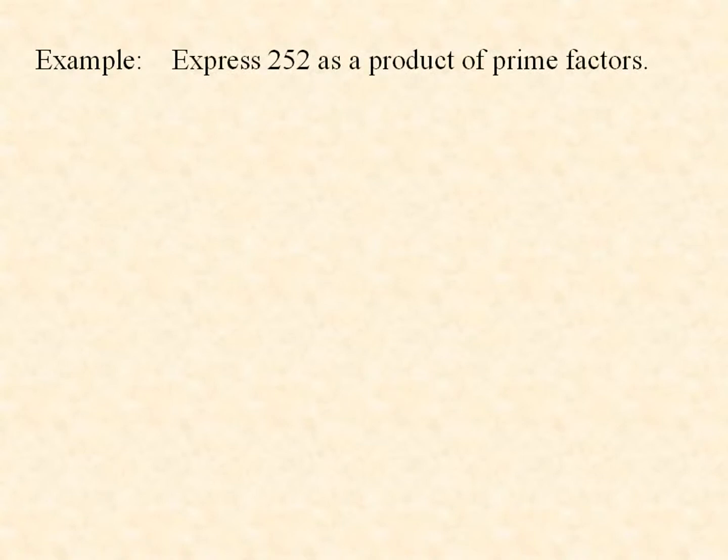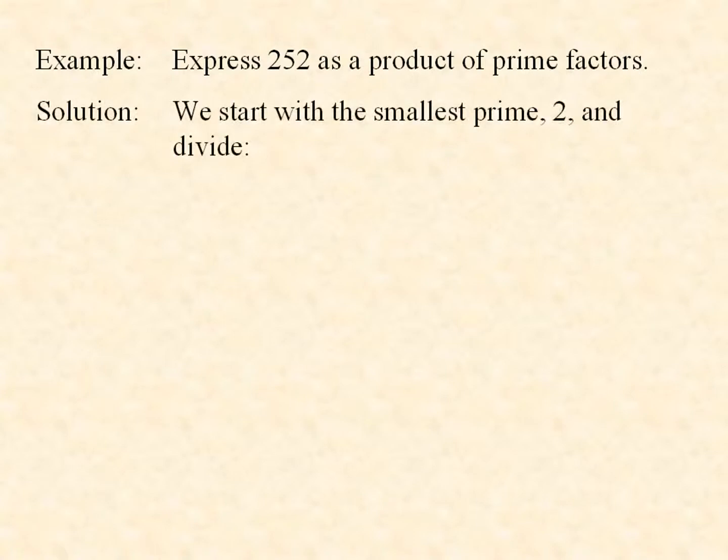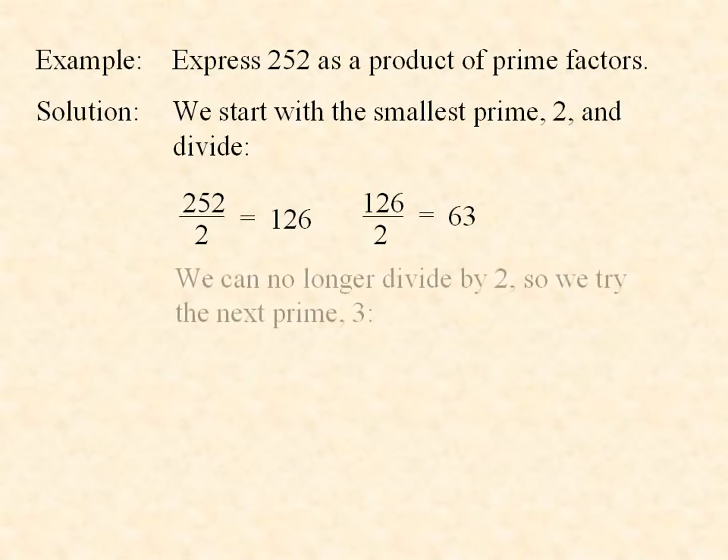Express 252 as the product of prime factors. We start with the smallest prime, 2, and divide. 252 divided by 2 is 126. 126 can also be divided by 2, so we do that, and we get 63. We can no longer divide by 2, so we try the next prime, 3. 63 divided by 3 is 21, and 21 divided by 3 is 7.